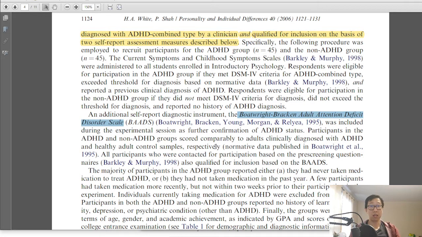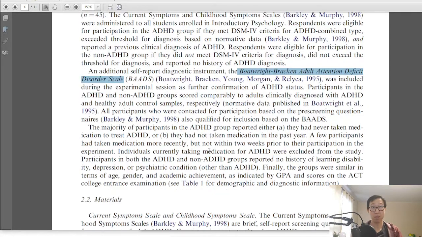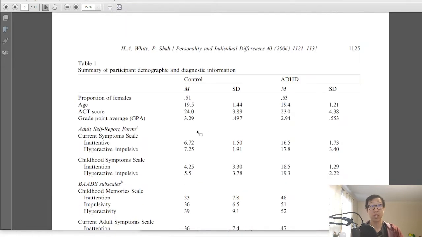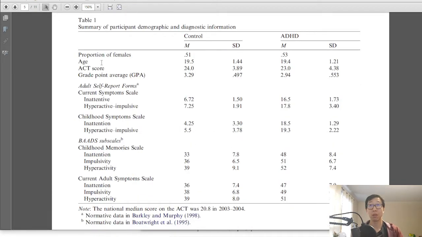And they were also careful to make sure that people with ADHD either had never taken medication or had not taken medication for at least 1 year. They also made sure that people were similar in age. They controlled for gender. They controlled for academic achievement according to the ACT scores and GPAs.